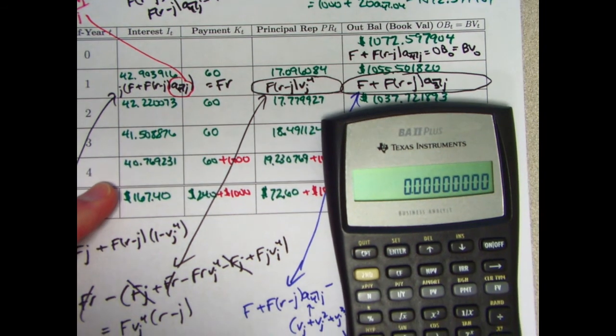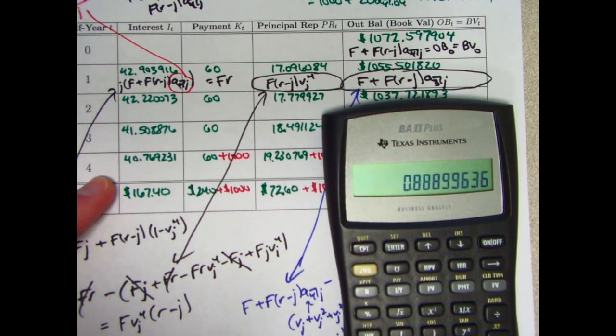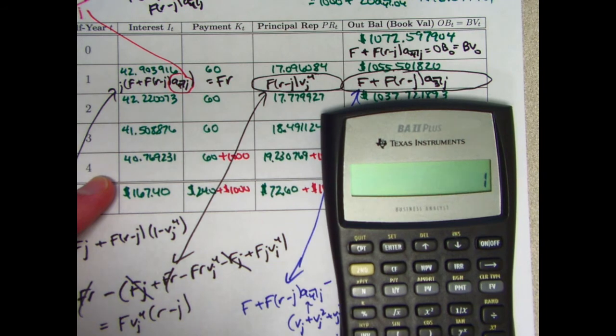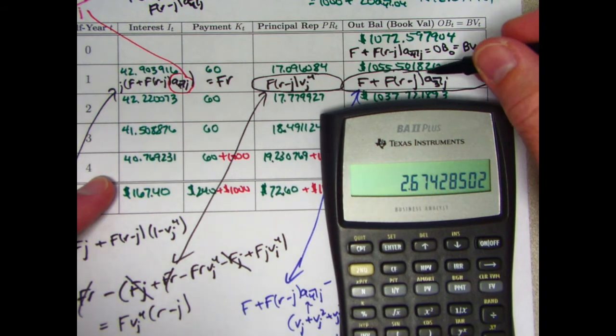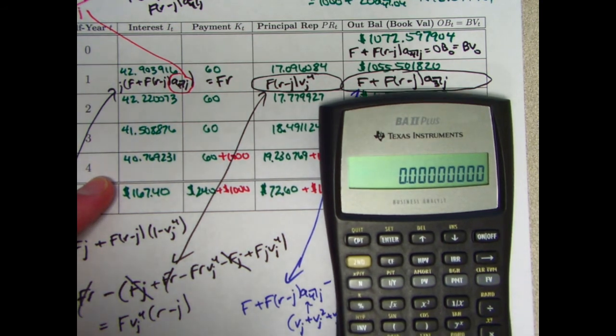So A3, let's see, 1.04, reciprocal, there's v. Raise it to the third power now. Subtract from 1, divide by 0.04. Oops, let me redo that. 1.04 reciprocal to the third. Subtract from 1, divide by 0.04. A3 is about 2.674 times 20, plus, oh, that's not coming out right. Something must be wrong here. Let me redo it one more time.